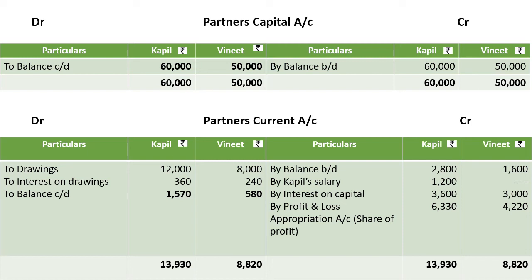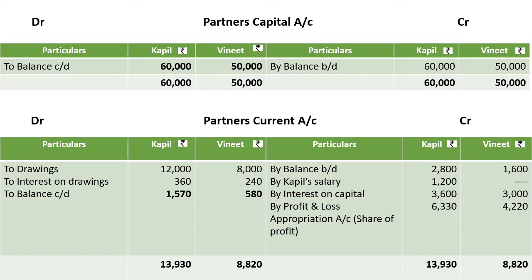Next, partners current account. Other than capital amount, remaining items, everything must be written in the partners current account. Now look at the credit side. By balance brought down. This is their current account opening balance. So for Kapil 2,800, for Vinit 1,600. Then Kapil salary 1,200. Then interest on capital for Kapil 3,600 and Vinit 3,000. Then by profit and loss appropriation account, this is their share of profit. So for Kapil 6,330 and for Vinit 4,220.